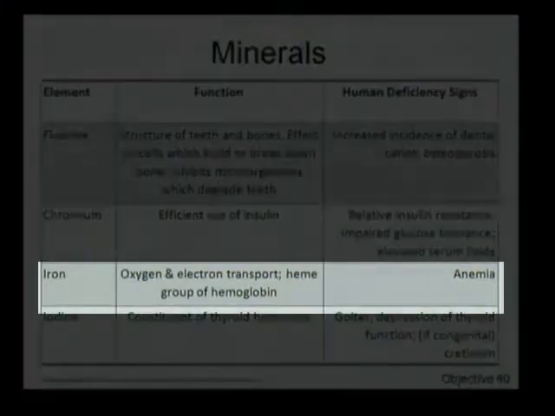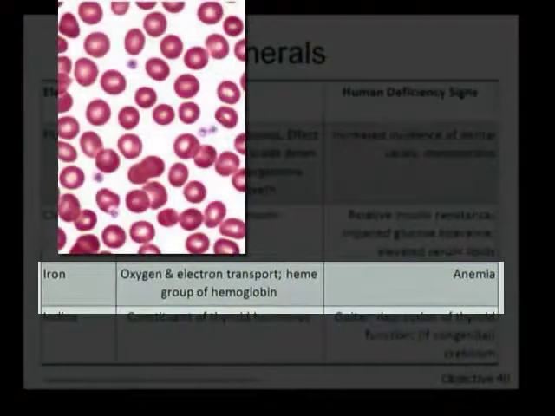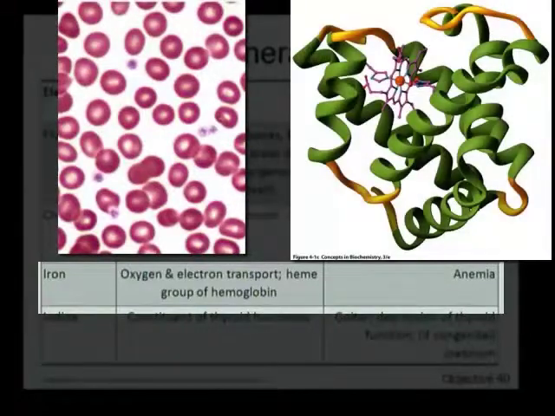Iron is a chemical element which functions in oxygen and electron transport. We saw it as an important constituent of the heme group of hemoglobin, so it interacts with oxygen molecules, and this is the way in which hemoglobin acts as an oxygen carrier. If we're deficient in iron, then the blood is not able to carry enough oxygen to the tissues, and we have a disease called anemia.